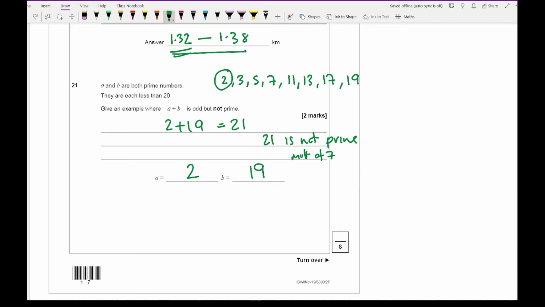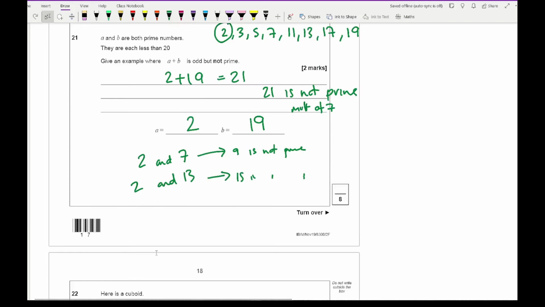Now you could also have a different range of numbers. You can have 2 and 7. You can also have 2 and 13. So as long as there is some evidence of that, so if you did use 2 plus 7, you then say that 9 is not prime. And 2 plus 13 is 15, and that's also not prime. So as long as you're stating one of those reasons, then that would be absolutely fine.